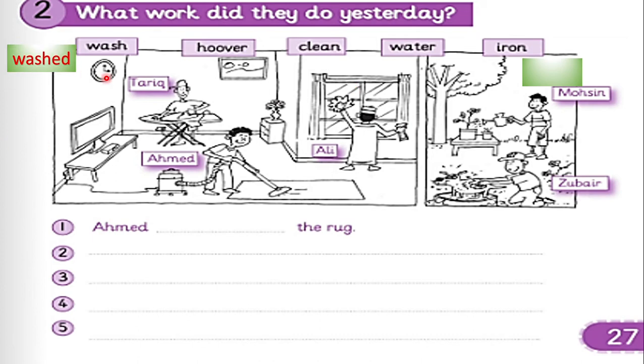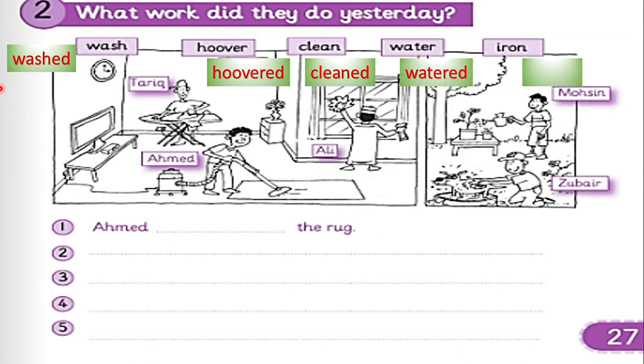Now let us look, as we have yesterday, that means we need the past of what? Yeah, of the verbs. Wash, washed. Hoover, hoovered. Clean, cleaned. Water, watered. Iron, ironed. Okay, my students? Now I want to write sentences. I must have subject, verb, and complement.